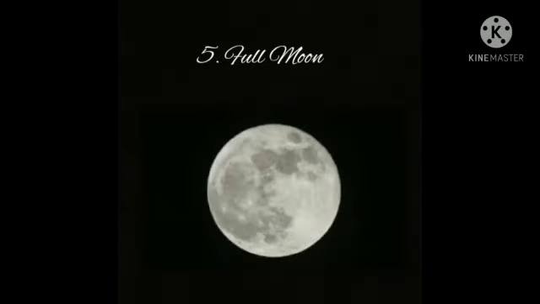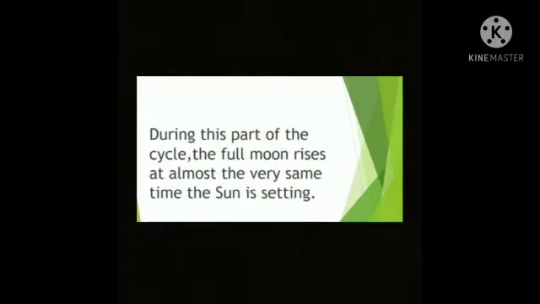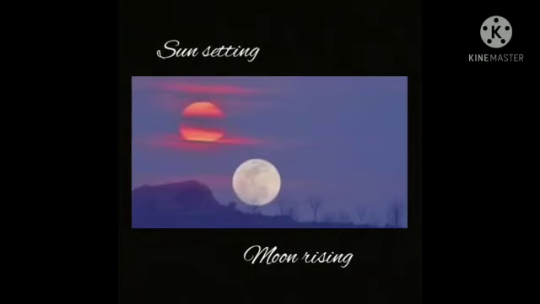Now, the fifth phase is full moon. At the full moon, the moon's face is completely bright and we see an entire circle in the sky. During this part of the cycle, the full moon rises at almost the very same time the sun is setting.